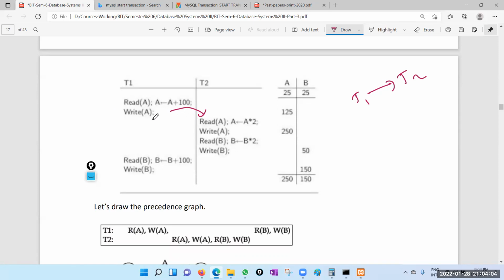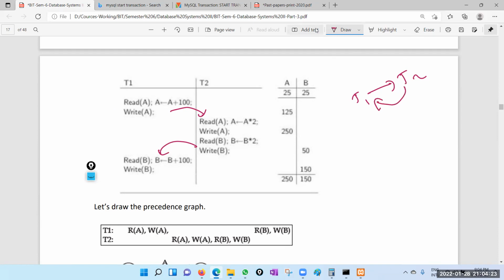Right, read is not an issue, but then write to read is there. Write to write is also there, but anyway we have mentioned T1 to T2. Now we are working with B for the first time, no conflict. Now write B, read B, and also write B, write B. So that is T2 to T1.